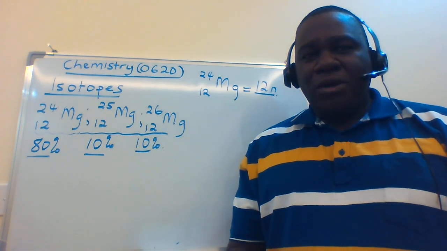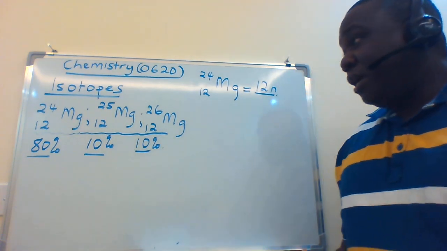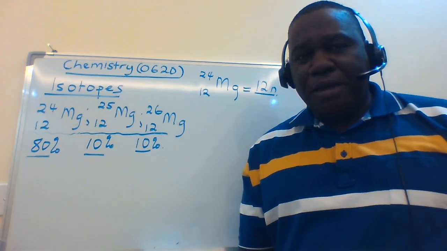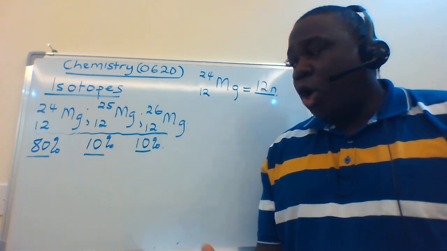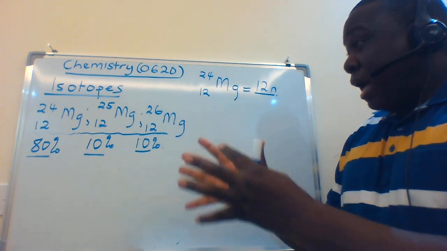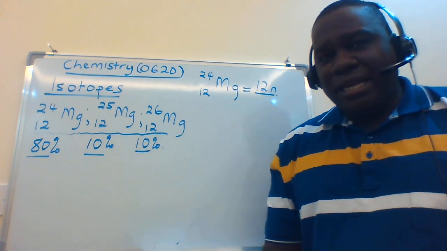It means that when we are looking at isotopes, they could be defined as atoms that have the same atomic number, different mass number, or you could say different number of neutrons. So atoms of elements are not necessarily the same.